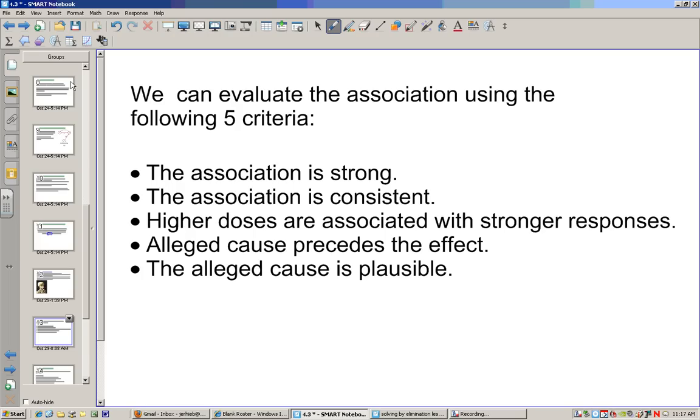We can evaluate this association using 5 criteria. So these are the 5 criteria for trying to say one thing causes another. The association must be strong, consistent, and higher doses are associated with stronger responses. So if someone smokes 1 cigarette a day versus 2 packs a day, we would want the person with 2 packs a day to get lung cancer more. The alleged cause precedes the effect. If they have lung cancer before they start smoking, then that doesn't help us out. And the alleged cause has to be plausible.